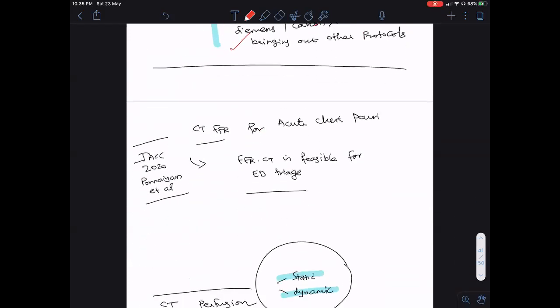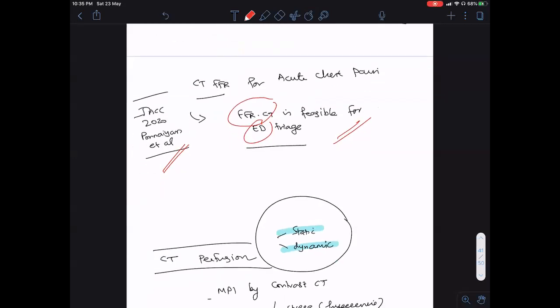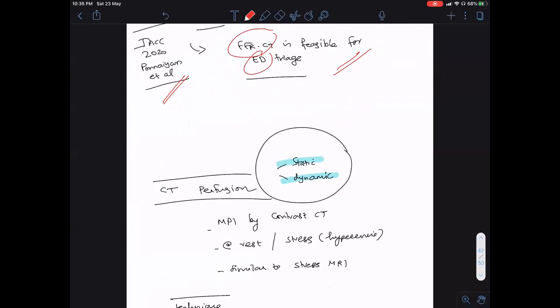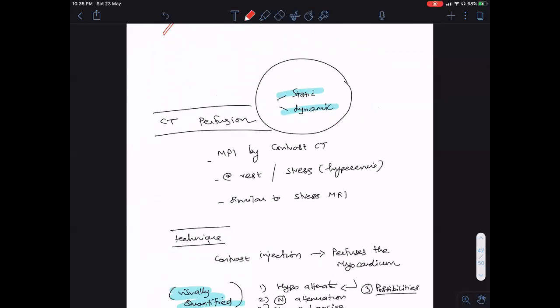What about CT-FFR for acute chest pain? As I mentioned, the EMERALD study has already looked at it in a subset of patients with ACS. This was recently published in JACC, last month or some weeks back, where they looked at FFR-CT in patients presenting to the emergency room with acute chest pain. It was found that FFR-CT was very good in triaging patients and identifying patients. So moving on to the next physiologic assessment tool, which is CT perfusion imaging.